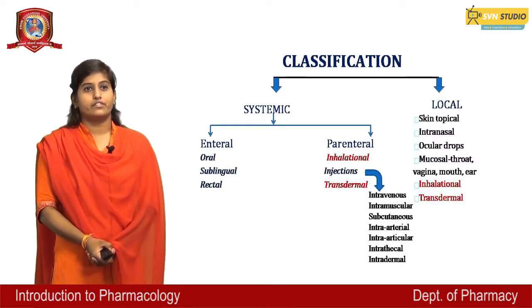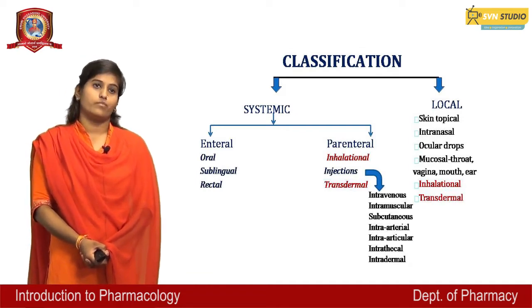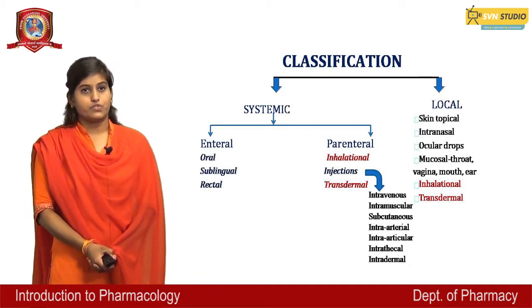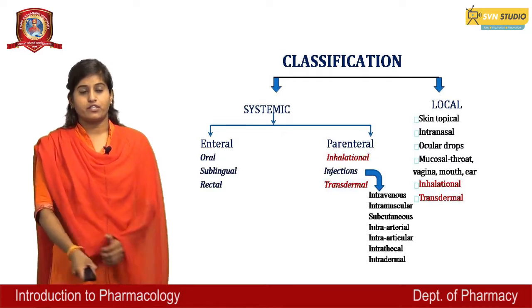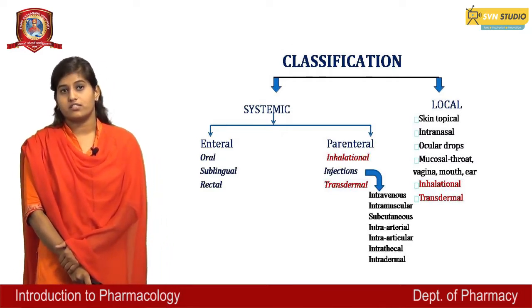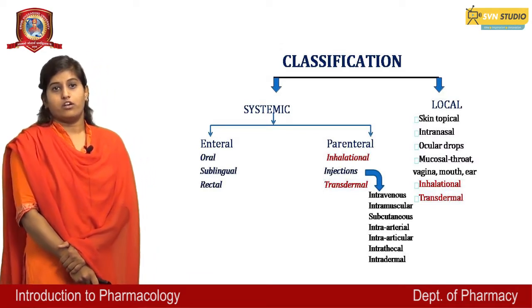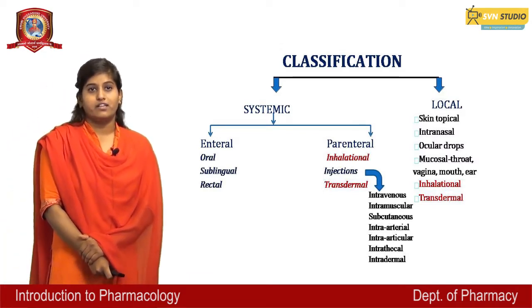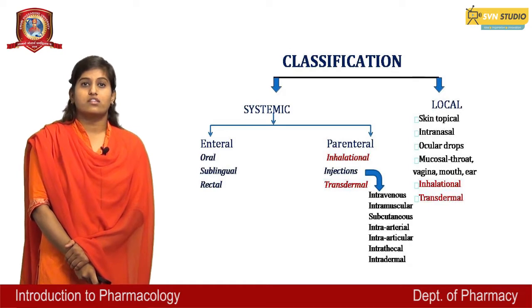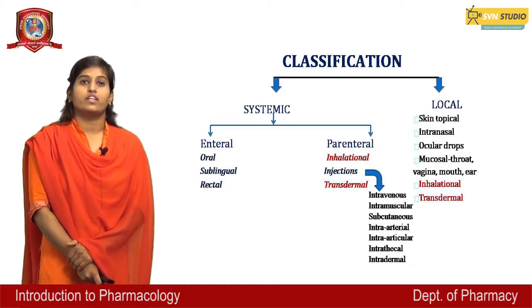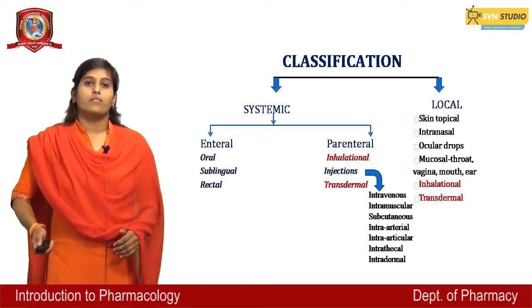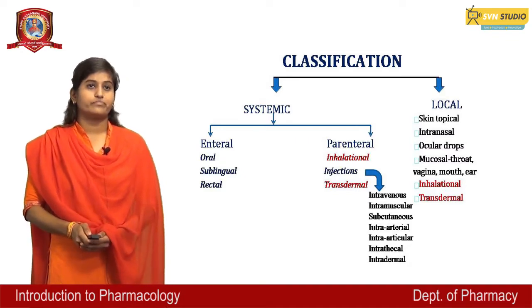Systemic, that is enteral and parenteral. Enteral: oral, sublingual, rectal. Parenteral: inhalational, injection. Injection: intravenous, intramuscular, subcutaneous, intra-arterial, intra-articular, or intradermal. Transdermal. Local: skin topical, intranasal, ocular drops, mucosal, throat.